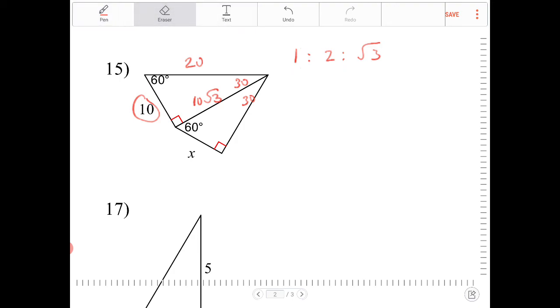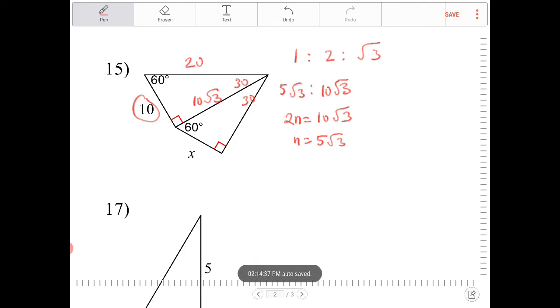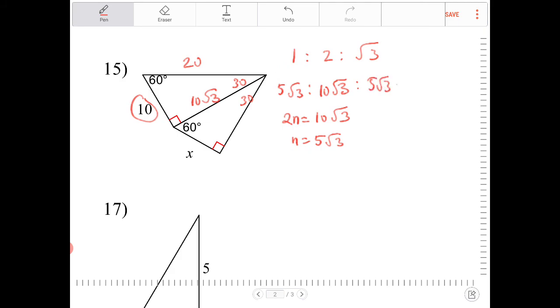So going by the same logic again, since I know 10 radical 3 to be the hypotenuse, now I got to figure out the other sides. Okay? So 2n is equal to 10 radical 3. Got to figure out what n is. n is equal to 5 radical 3. So this side here is 5 radical 3. What will the last side be, just for the heck of it? It will be 5 radical 3 times radical 3, or in other words, 15. So this side is 15, and x is equal to 5 radical 3.